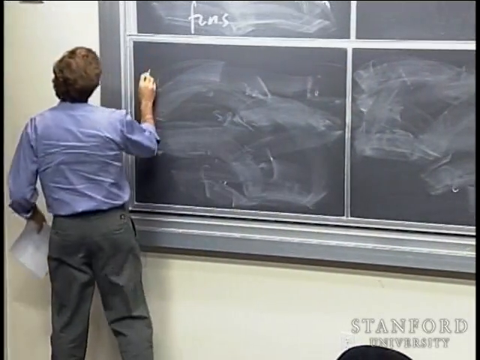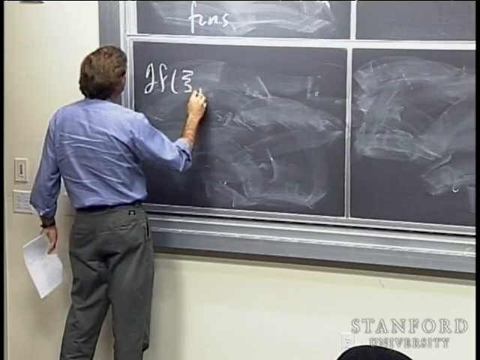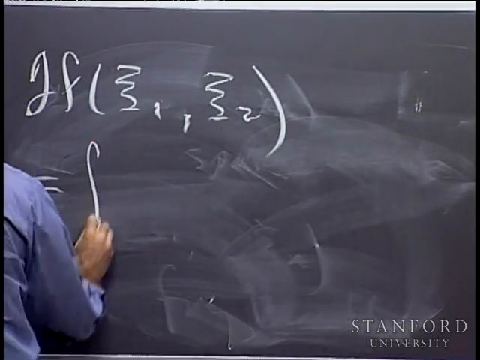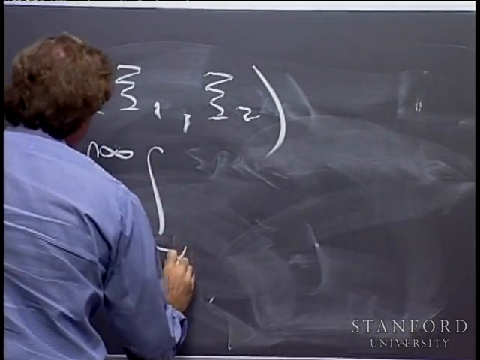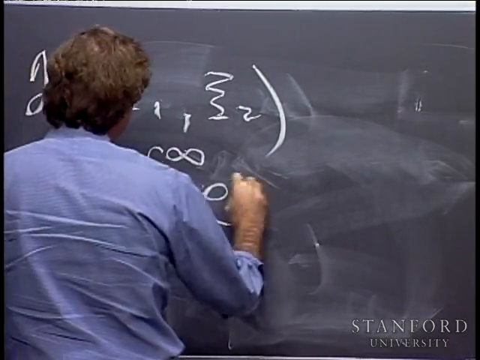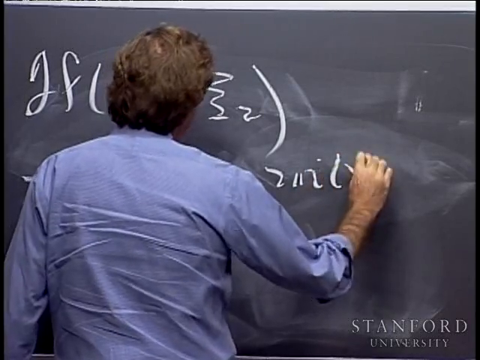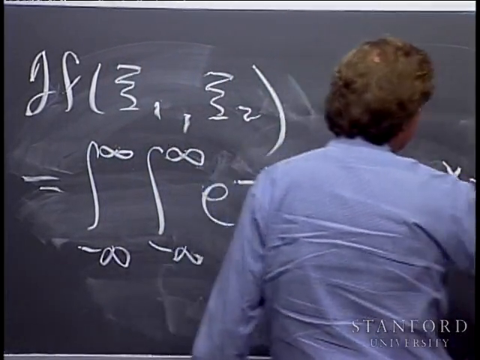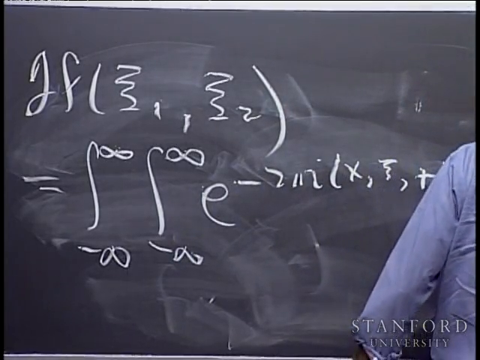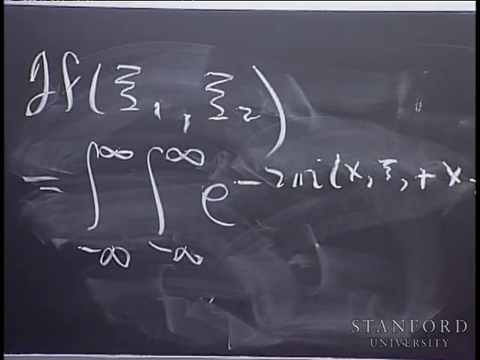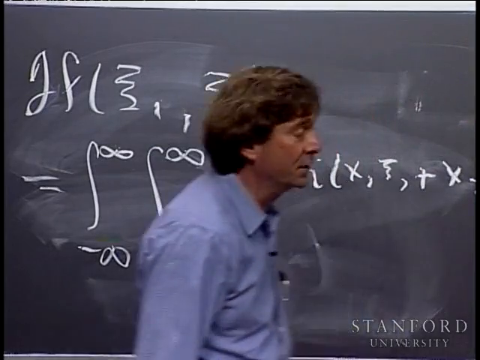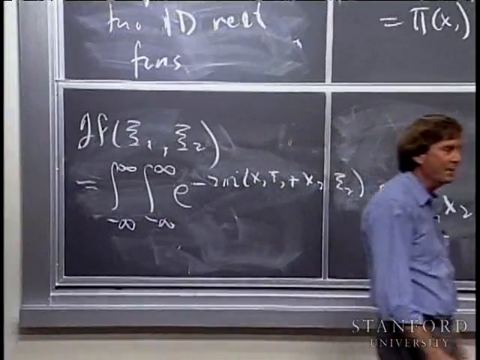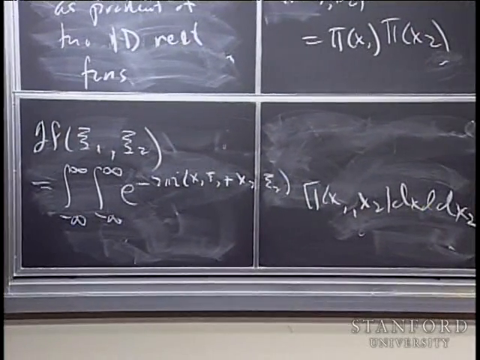Because now you have the Fourier transform of f at xc1, xc2 is equal to, by definition, so I'll write it out in coordinates, the integral from -∞ to ∞, -∞ to ∞, e to the minus 2 pi i (x1 xc1 plus x2 xc2) times pi of x1, x2 dx1 dx2. That's just the definition of the Fourier transform. It takes the entire board, and that's only 2 dimensions.